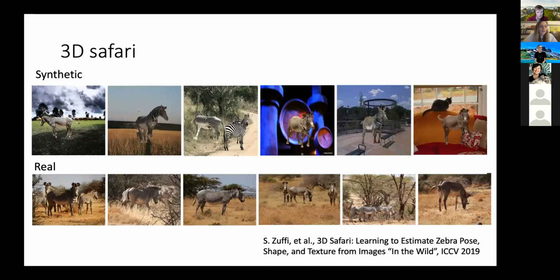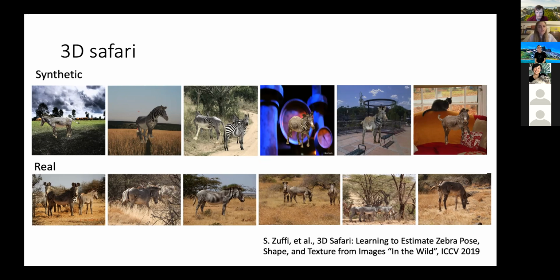So with the avatars, we can sample poses and sample random backgrounds and create a synthetic data set, which is the one here at the top. And at the bottom is a set of real images. Actually, the third picture in the synthetic data set is a random picture of a plains zebra, and you can see the difference with the Grevy. The plains zebra has thicker stripes down to the belly, while the Grevy has thinner stripes and a white belly. So these are the data sets for our 3D Safari paper.